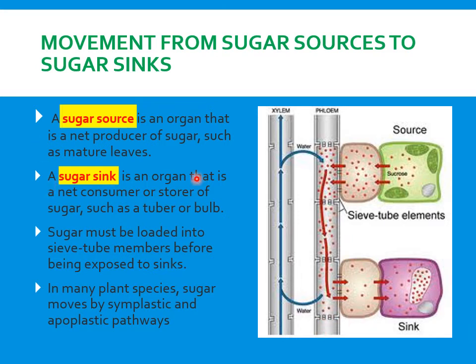So a sugar sink is the organ where you have the storage of sugar. So conceptually, sugar must be loaded into the sieve tube members before being exposed to the sink. Right? So in order to move that, apa pathway dia? Macam mana dia jalan? So sugar moves by symplastic and also apoplastic pathway. Ingat balik dah symplastic and apoplastic pathway. Okay, ingat balik recall ya.